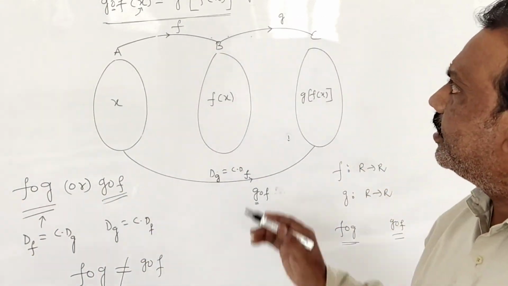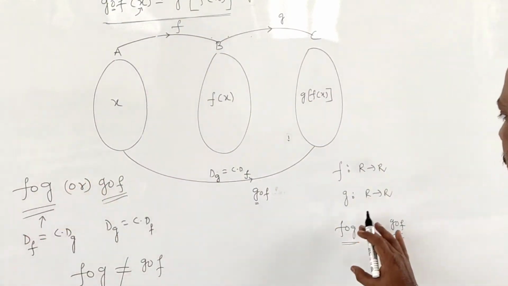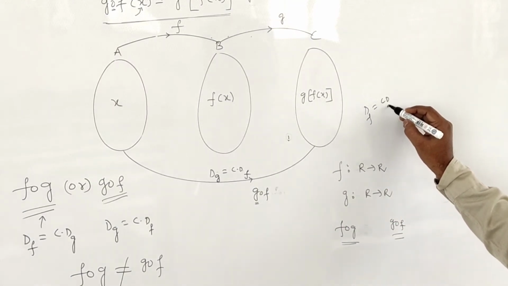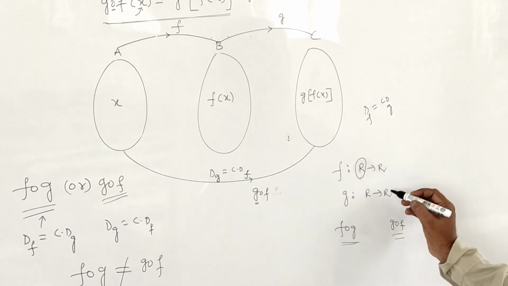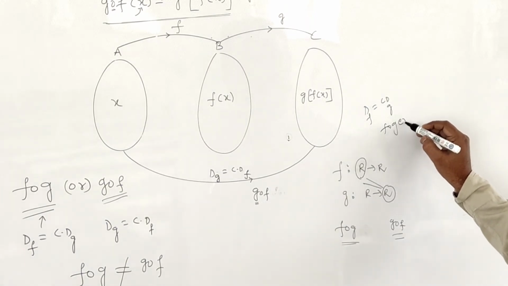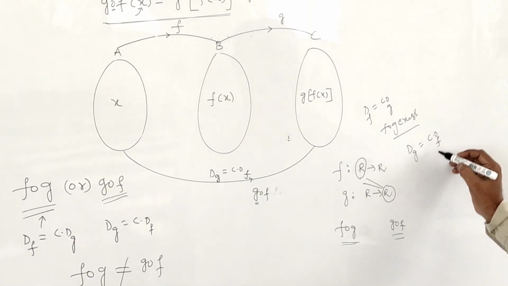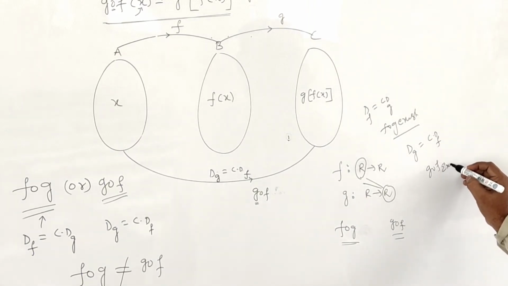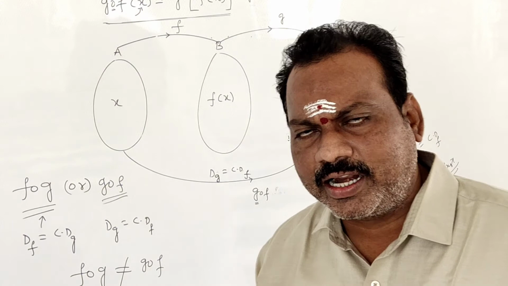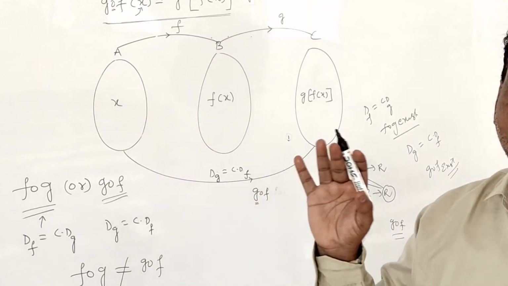Understood, students? In the earlier case, only G circle F exists and F circle G does not exist. In this case, both exist. Why? Because domain of F is equal to codomain of G. Check it: domain of F, codomain of G, both are R only. So F circle G exists. Likewise, domain of G is equal to codomain of F, so G circle F also exists. Both existing is not mandatory, and they may or may not be equal. That's why functions do not obey the commutative law.